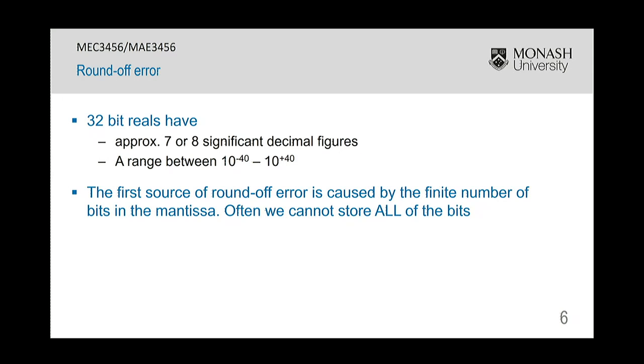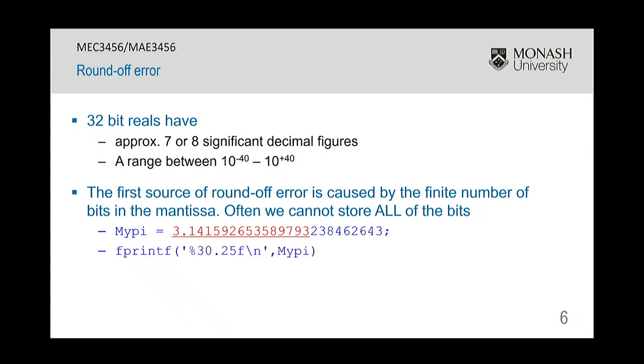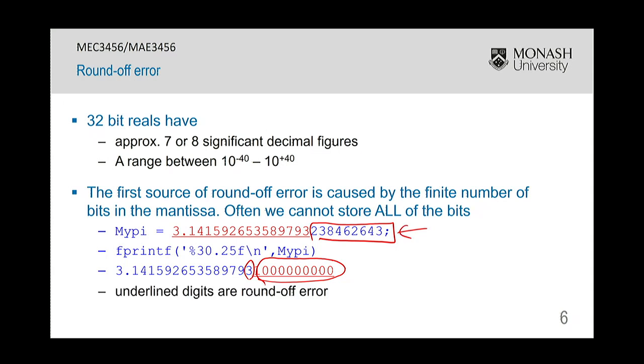Okay, so the first and main source of round-off error is caused by the finite number of bits in the mantissa. Now often we can't store all of these bits, and that's where we get round-off error. So for example, if you go into MATLAB and you were to type in my_pi is equal to this large number here with 20 or so digits, and then you asked MATLAB to print it out, MATLAB would stop at around about this point here, because these things here, which correspond to those things there, can't be represented in that floating point number. So that there is then the round-off error.